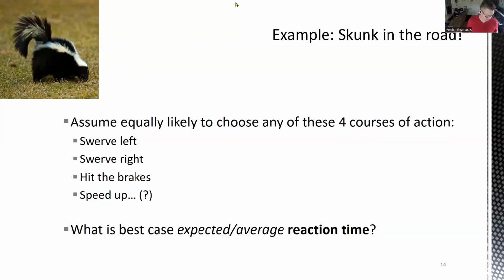So, all right, we got a skunk. Right? There's a skunk in the road. Let's say I am driving, I crest a hill. I see the skunk. Time zero, time equals 0. The clock is started.